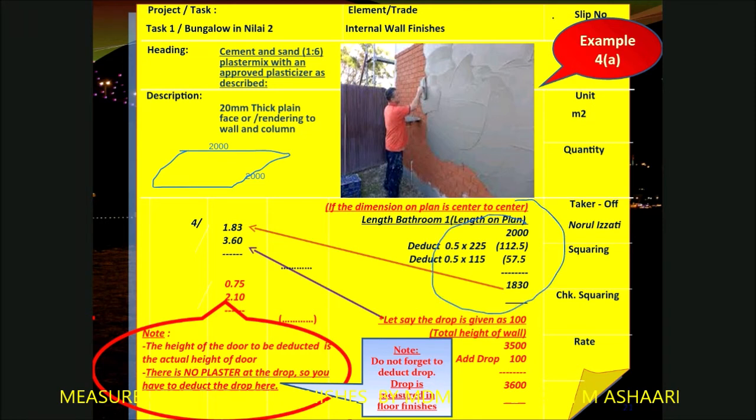This is the example. How you get 3.6? Because we consider the drop, so that you have to get the actual depth. Okay, and then the height of the door to be deducted is the actual height of the door. And then you also need to consider the deduction area for the drop. So what you need to do after this, you have to deduct the area of the drop below the deduction of the door area.